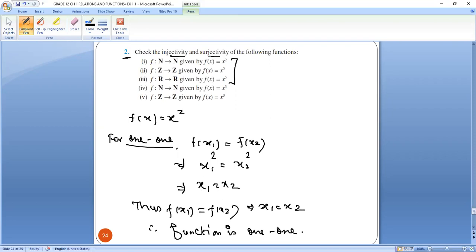here it is, I have written x1 square is equals to x2 square implies x1 is equals to x2, but otherwise we know that x1 square is equals to x2 square implies x1 is equals to plus minus x2, because if I'm taking x2 is equals to minus 2, minus 2 square is equals to 4, x2 is equals to plus 2 square is also 4, right? So x1 should be plus minus x2, but I have directly written x1 is equals to x2. Why?